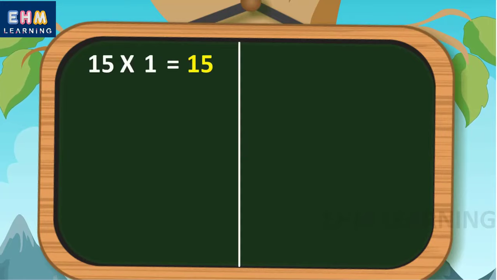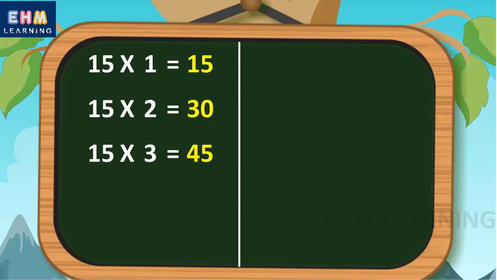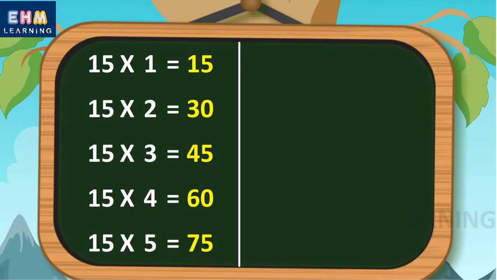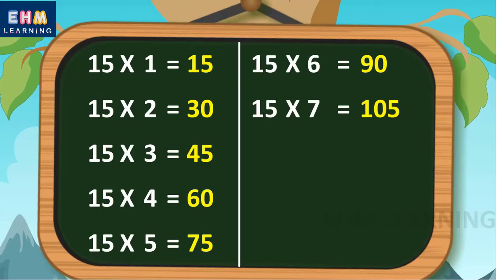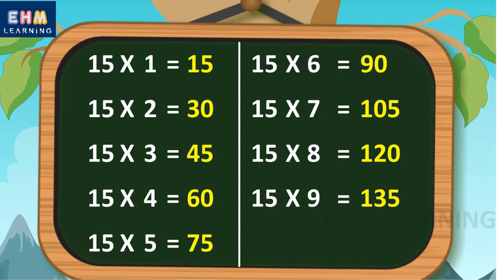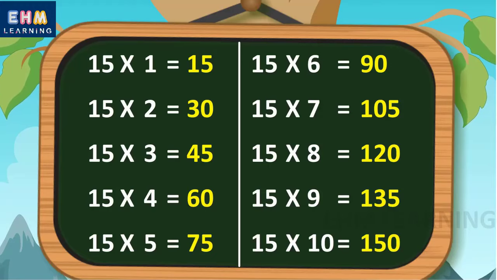Let's learn again. 15 ones are 15, 15 twos are 30, 15 threes are 45, 15 fours are 60, 15 fives are 75, 15 sixes are 90, 15 sevens are 105, 15 eights are 120, 15 nines are 135, 15 tens are 150.